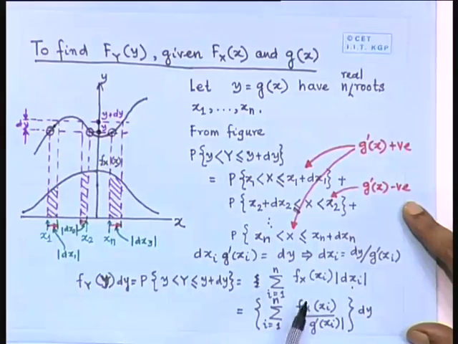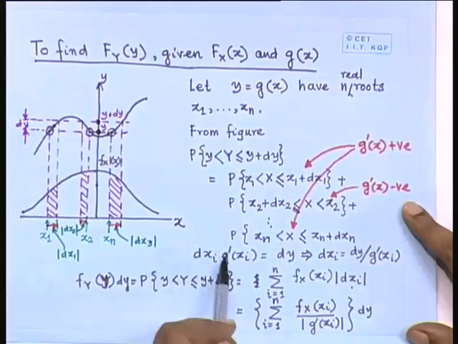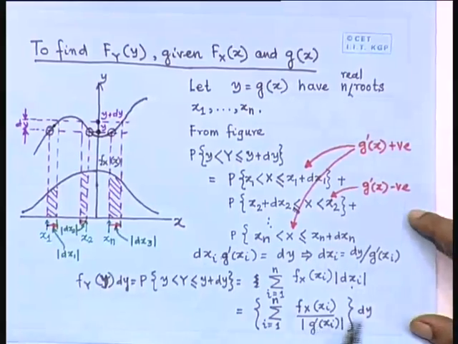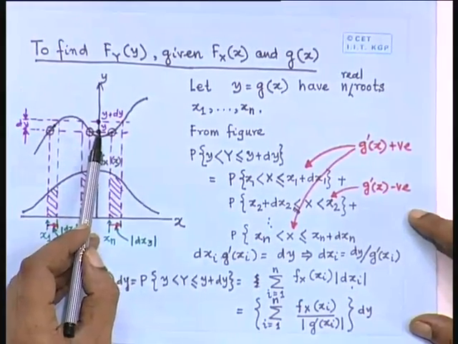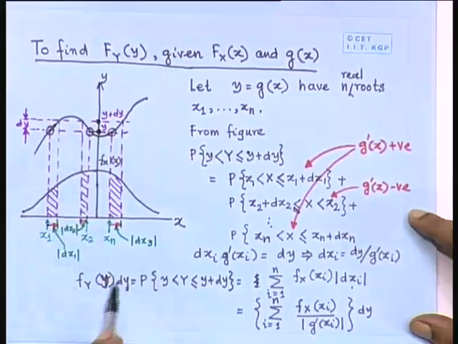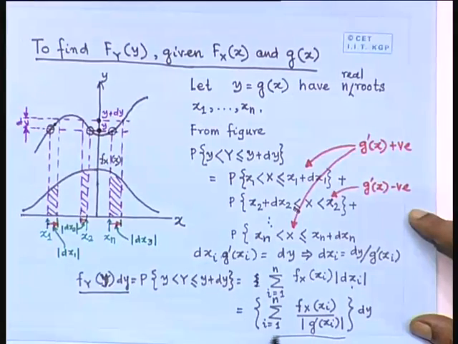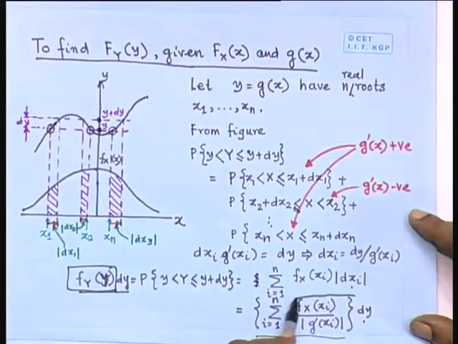And what is mod dxi? Mod dxi is nothing but dy divided by mod g'(xi). Since I have taken a positive increment, dy is positive, so I can write it as a product of mods. So the probability that y is between y and y plus dy, which by definition is fY(y) times dy, is given by this, which means that this part is equal to this part.